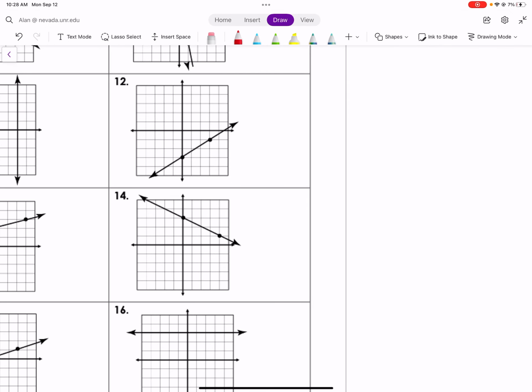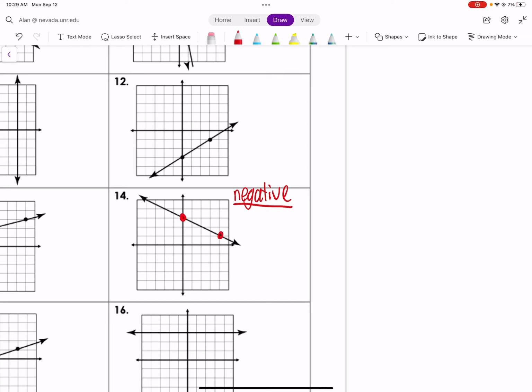So right away, we can already identify whether it has a positive, a negative, a 0, or an undefined slope. So here, what do we think we have? Here we have a negative slope. So already, we know that our slope has to be a negative number. So we check our 2 dots.